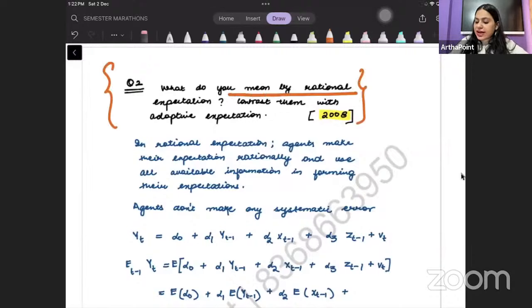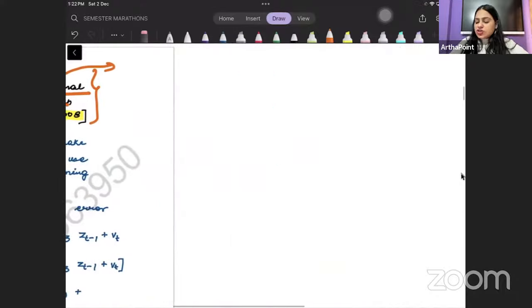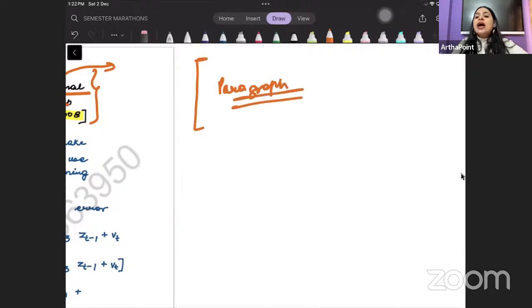What do you mean by rational expectation? Contrast them with adaptive expectation. फिर से देखो, there are two parts to this question. तो पहले part में हम rational expectation को explain करेंगे. So how will we explain rational expectation? First we will write a paragraph कि rational expectation क्या करता है.